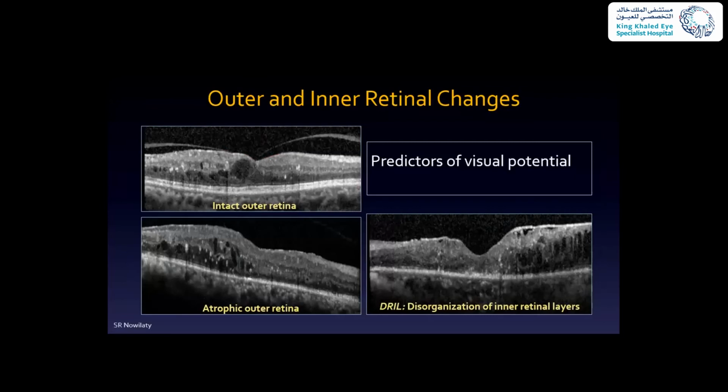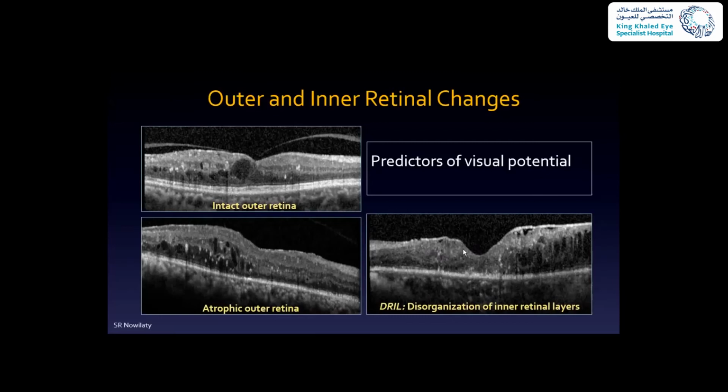However, the OCT can show you really important clues about the visual potential. Here, for instance, you have an intact outer retina, an intact ellipsoid zone and an intact external limiting membrane, and relatively good stratification of the retina. This should have a relatively good prognosis, even if there are cystoid changes. However, when you start seeing atrophy of the outer retina, this portends a poorer prognosis. Even if you get the retina to dry up with anti-VEGF treatment, chances are there will still be some visual loss because of the outer retinal atrophy.